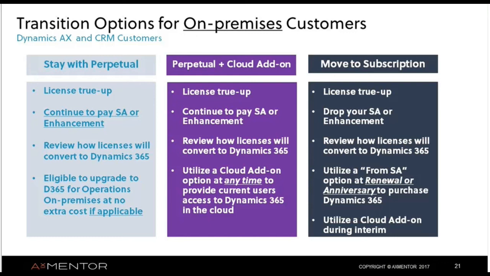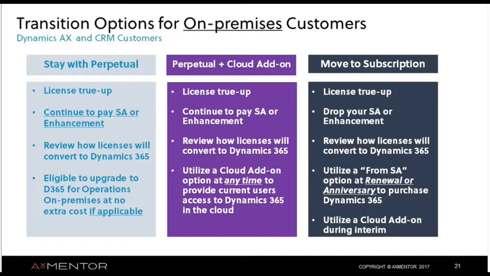So finally, you move to a full cloud subscription, option 3. And again, you would do the same first 3 steps of, well, I take that back. You would do your license true-up before you move forward because you want to make sure you're compliant. You also want to make sure you have what you need. But you will wind up dropping your software assurance or enhancement plan after your renewal date or anniversary date. So that would be a cost you would no longer incur long term. And then review how your licenses will convert.